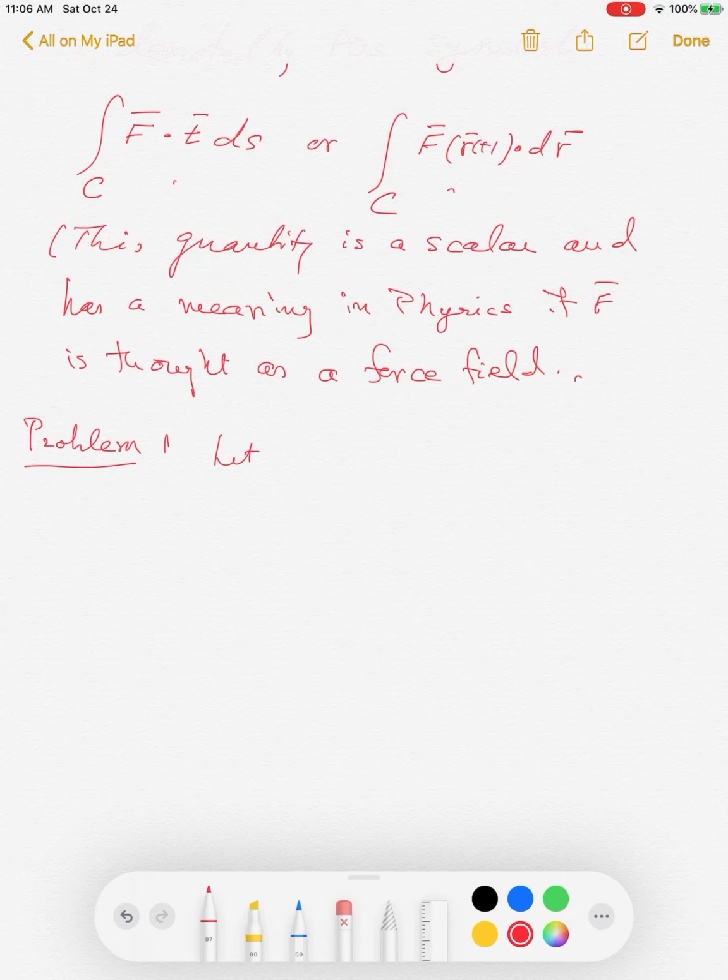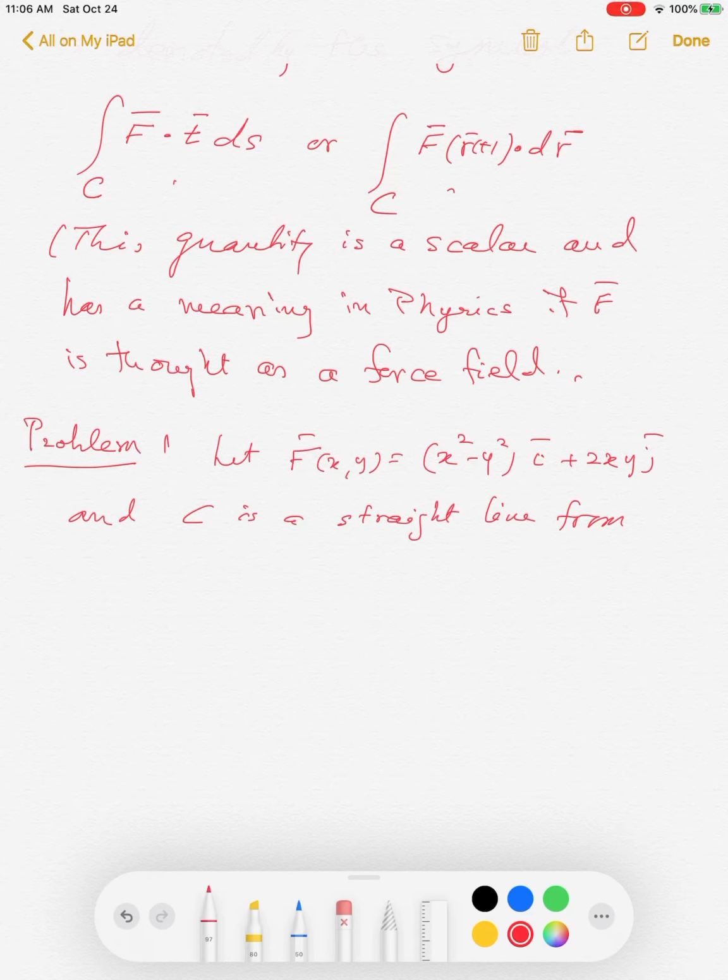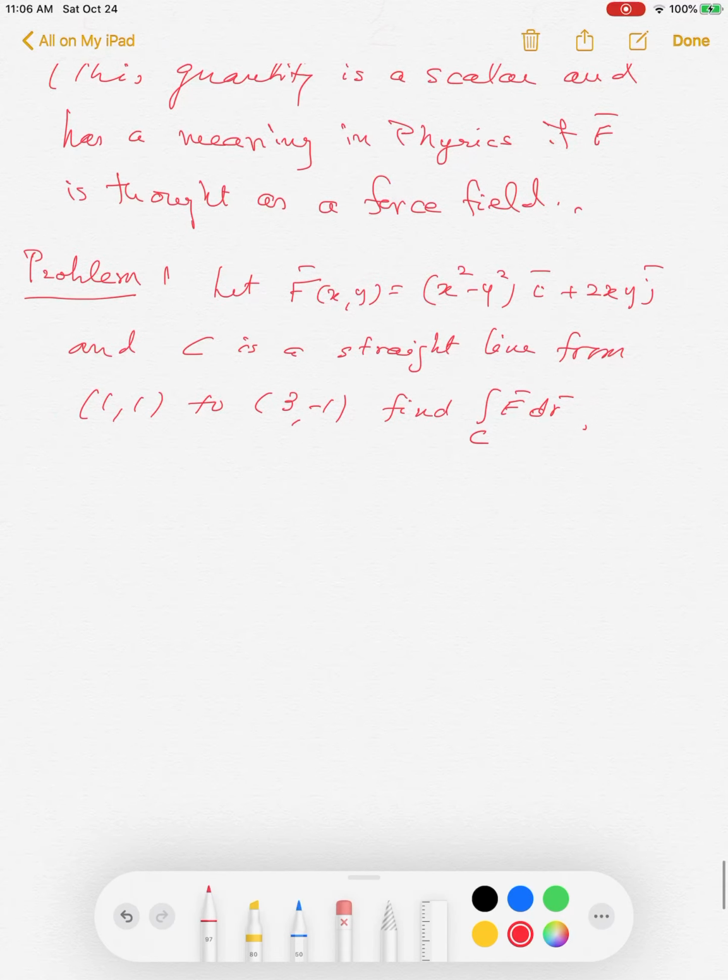So in this new chapter, I'll call this problem 1. So let's do the problem. Let's take F bar. This is given to be in two variables, so we are talking about R2. So this is (x squared minus y squared) i bar plus 2xy j bar. And C is a straight line from (1, 1) to (3, minus 1). Find the integral of F bar dot dr bar along C.